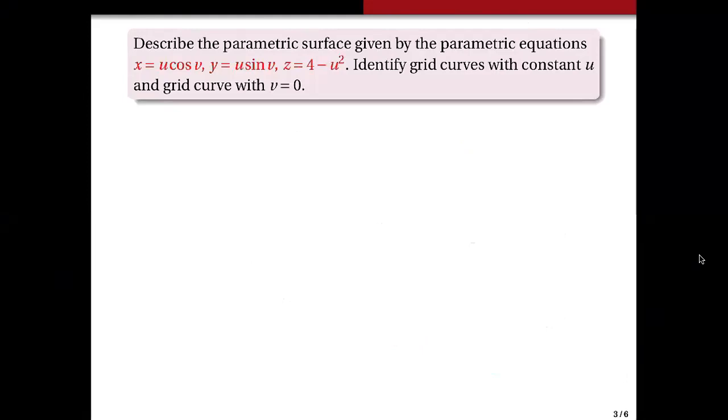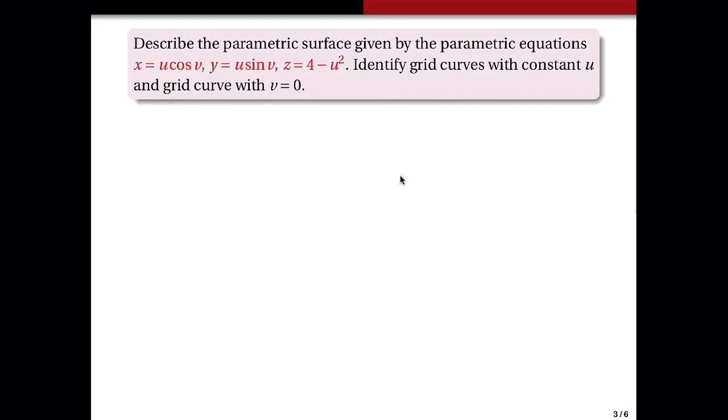Let's consider this next problem. Describe the parametric surface given by the parametric equations x equals u cosine v, y equals u sine v, and z equals 4 minus u squared. Then let us identify the grid curves with constant u and the grid curve with v equals 0. Remember, when you have the grid curve, it's like you are drawing the traces on the surface.